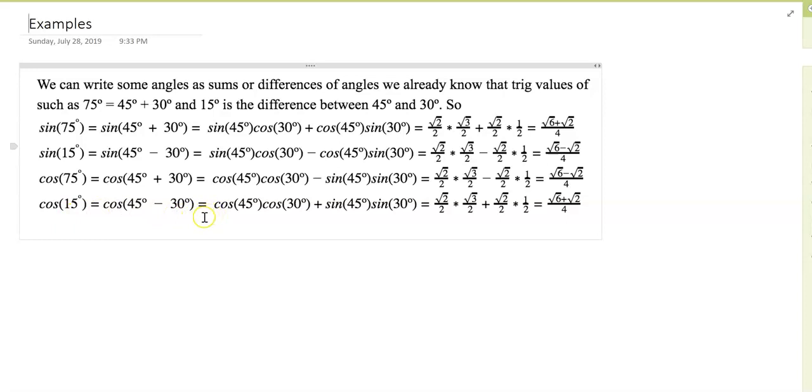Applying our formula, this will become cosine of 45 degrees times the cosine of 30 degrees plus the sine of 45 degrees times the sine of 30 degrees. That will be equal to radical 2 times radical 3 over 2 plus radical 2 over 2 times 1 half. And this will result in radical 6 plus radical 2 all over 4.